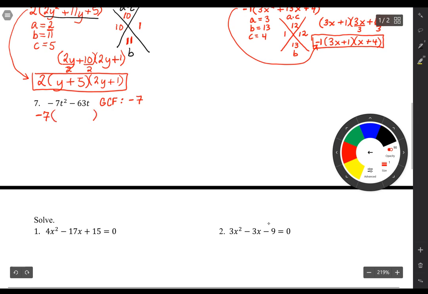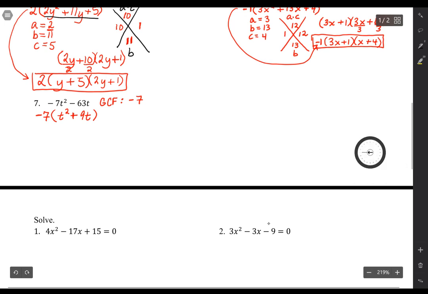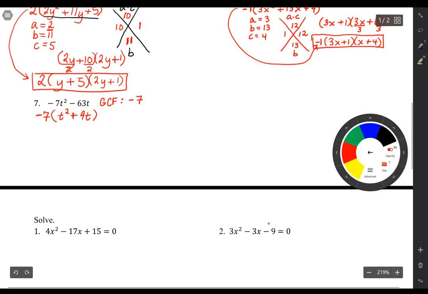And then just figure out what would go here. A -7 times a positive 1t squared gives you -7t squared. And a -7 plus 9t gives you a -63t. And then I feel like, oh, I did something wrong again. I'm not even thinking clearly. I'm so sorry.